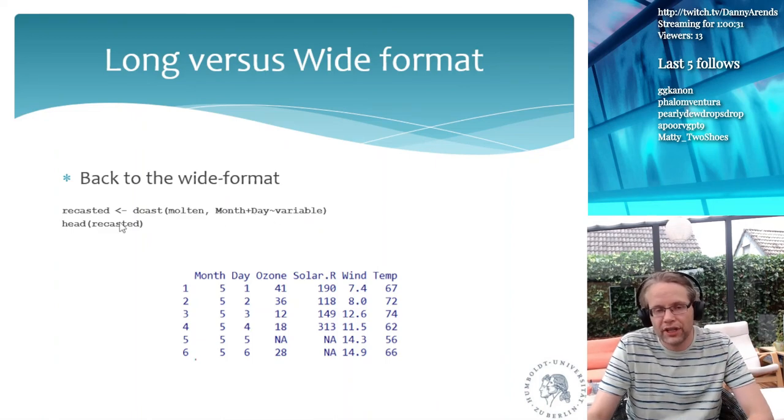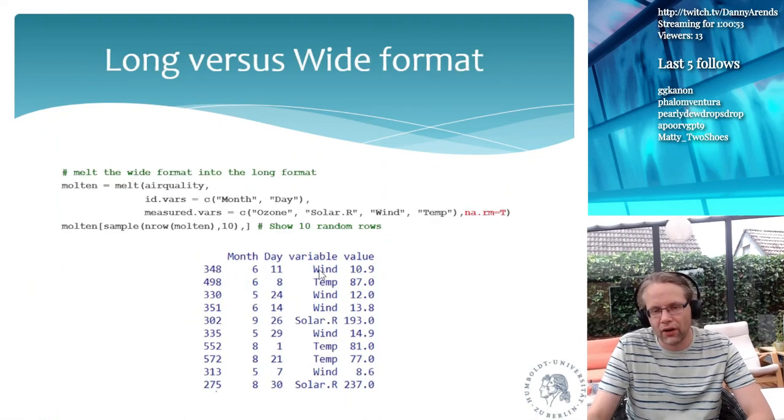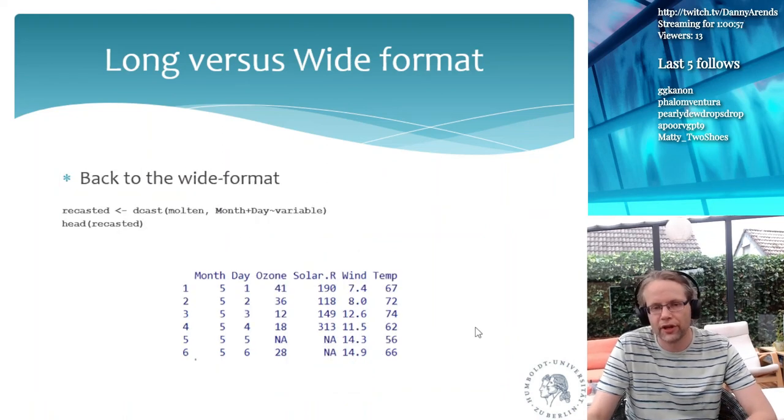And what we see then is, if we store the results from that and look at the head, we get more or less the original data set back. The only thing which has changed is that it randomly chose the order. And of course, the month and the day are the first two columns because the ID columns get mentioned first, and then it will go through the list and say, okay, I see a wind, so that's going to be the first column, and it puts in the number.